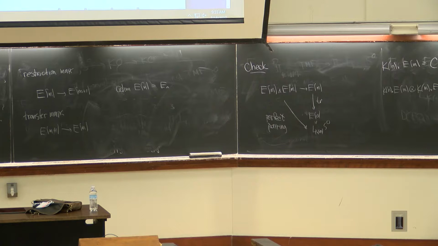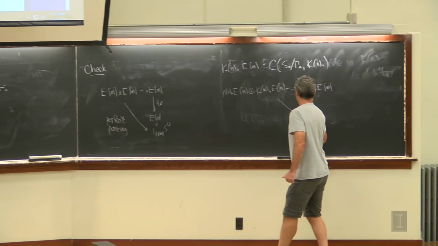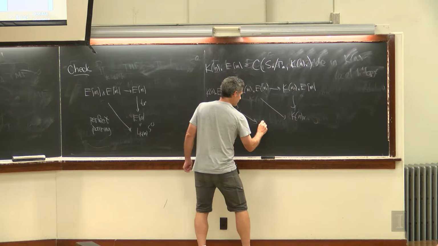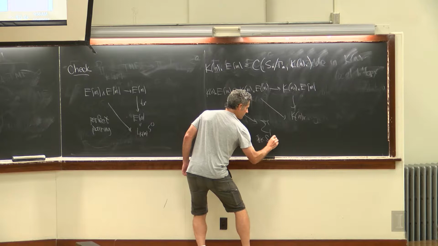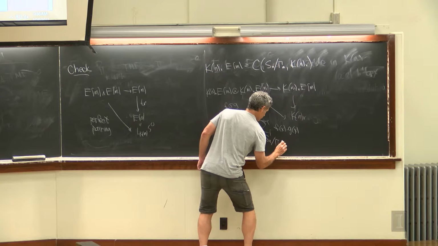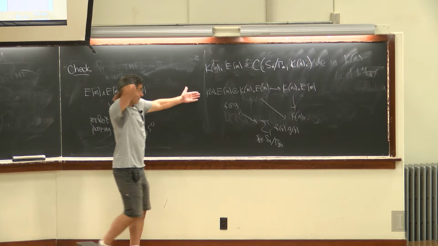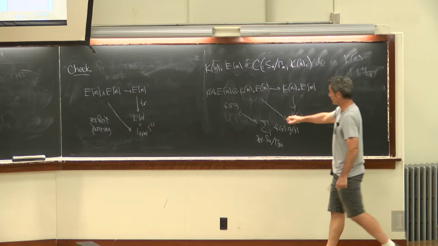these are supposed to be square brackets here, I'm sorry. But this map just sends f tensor g to the sum over the elements x in S_n mod gamma m of f(x) times g(x). So by looking at, say, the basis of delta functions, that's obviously a perfect pairing. All right, and these E(m)'s were constructed so that this held.